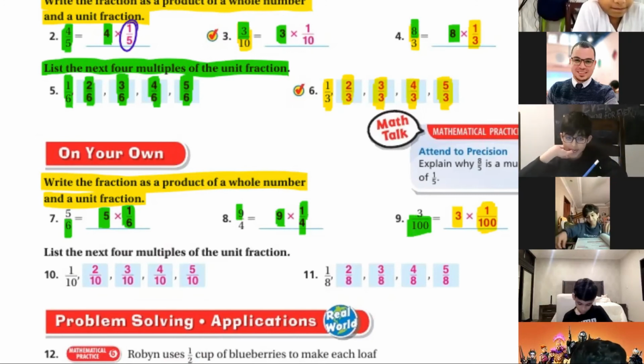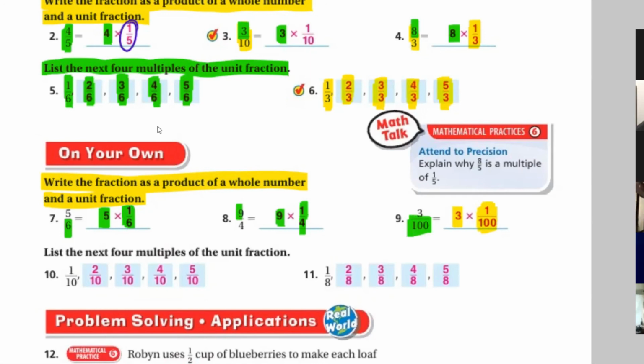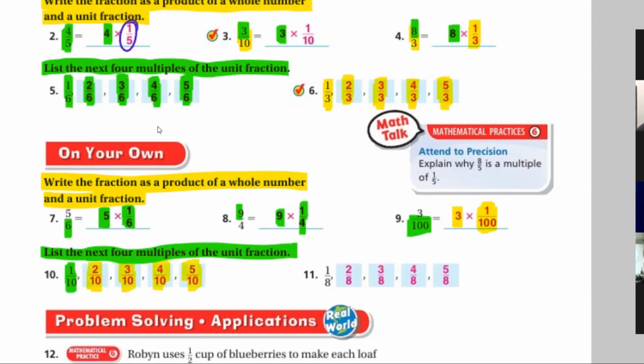Okay, the next one. Mahdi, are you there? I am. Okay. Let's find the next 4 multiples of the unit fraction 1 over 10. What are the next 4 multiples of 1 over 10? 2 over 10, 3 over 10, 4 over 10, 5 over 10. Okay, thank you so much, Mahdi. Great job, my dear.